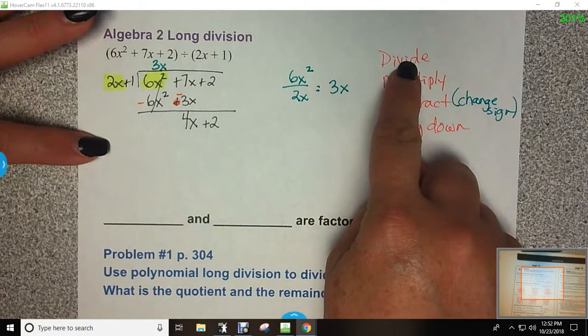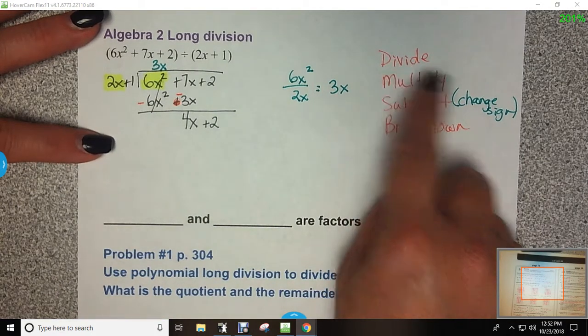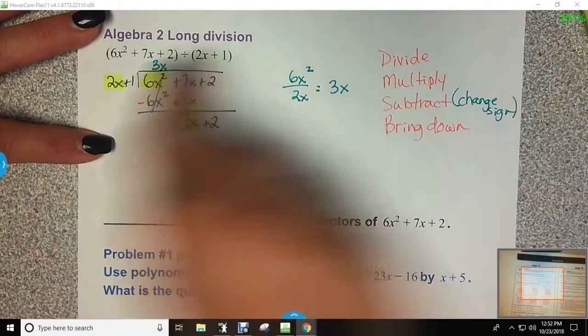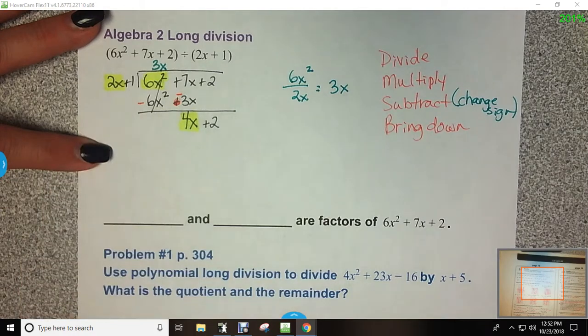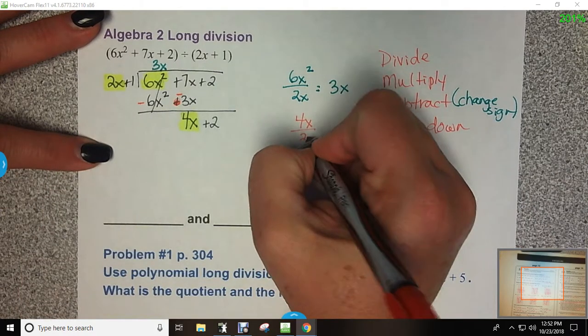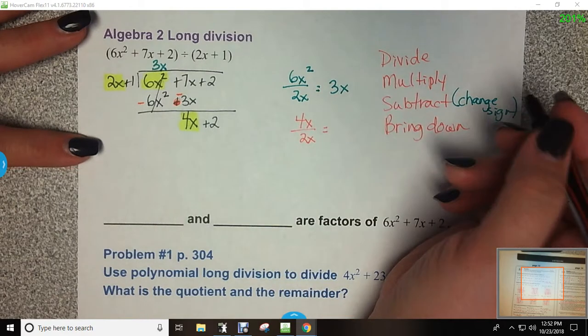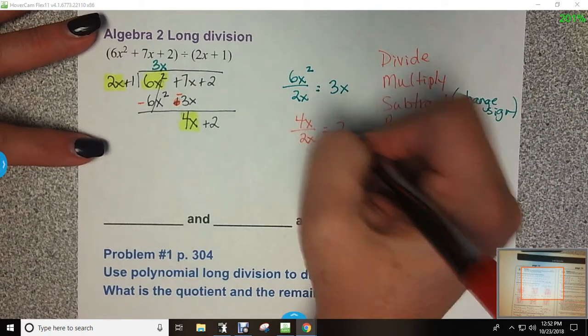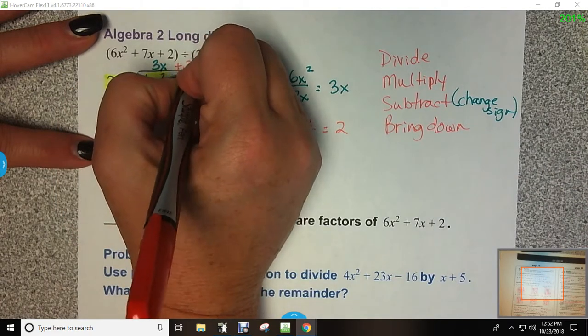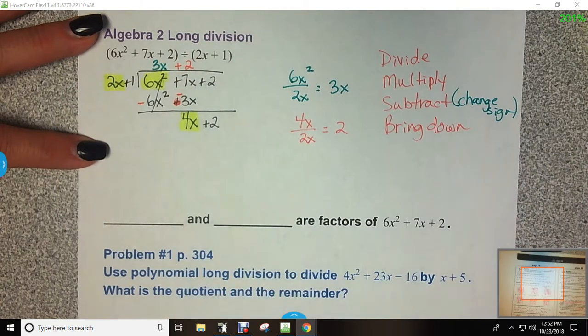And now we're back at the top again. I want to divide the first number down here by the 2x. So I'm actually doing 4x divided by 2x gives me 2. And that is a positive 2, so on top of the house I put plus 2.